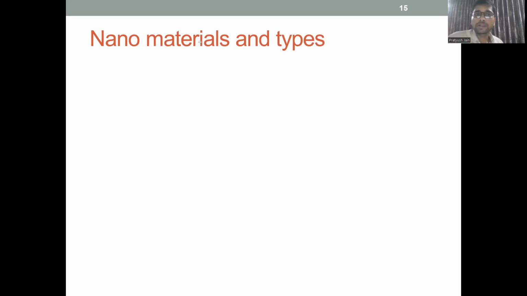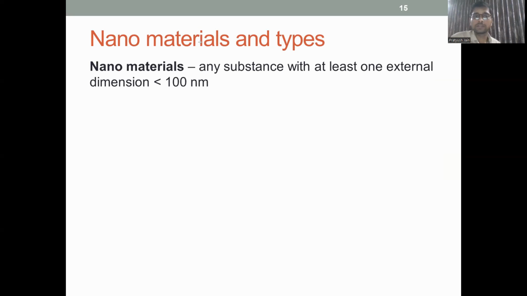Let us now talk about nanomaterials and their types. When we talk about nanomaterials, we define them as any substance with at least one external dimension smaller than 100 nanometers. Any material has three dimensions: length, breadth, and height. If at least any one of them is smaller than 100 nanometers, we say that that particular material is a nanomaterial.